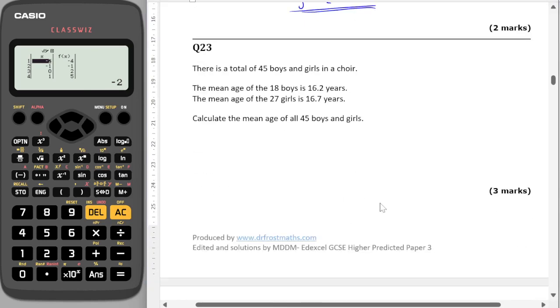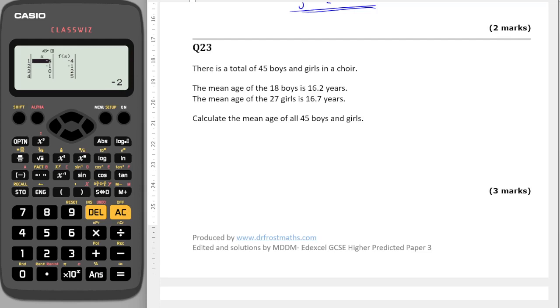Okay, question 23. There is a total of 45 boys and girls in a choir. The mean age of the 18 boys is 16.2 and the mean age of the 27 girls is 16.7. Calculate the mean age of all 45 boys and girls.